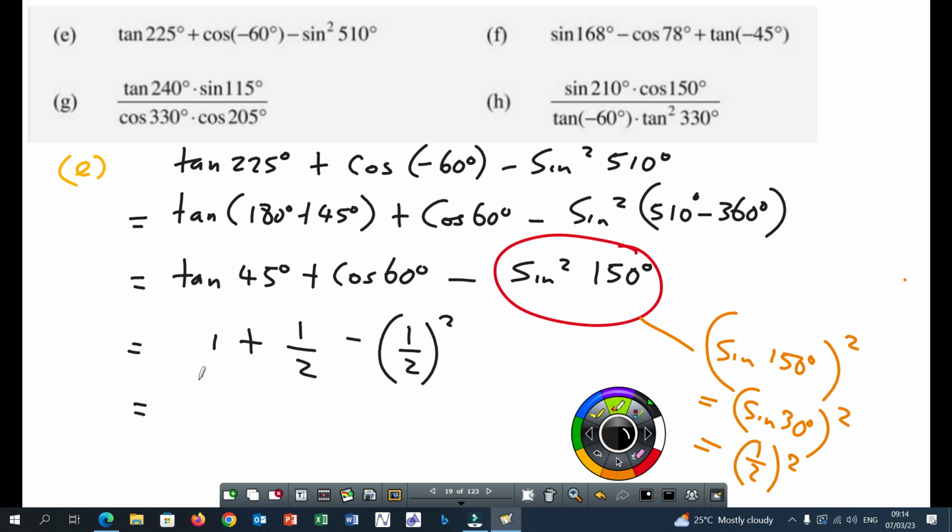Then we get 3 over 2 minus 3 over 2 minus a quarter. I can multiply this by 2, that one by 2, I'll get 6 over 4. So 6 minus 1, I'll get 5 over 4. Then you are done.